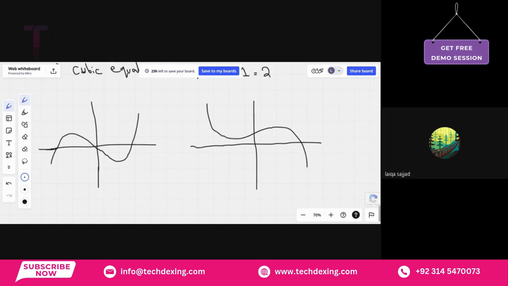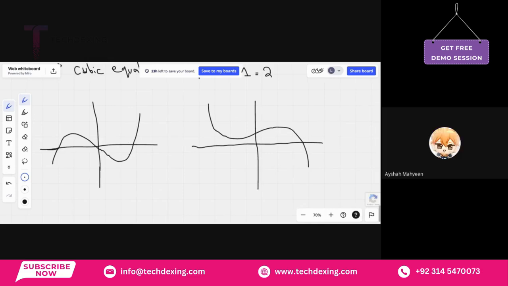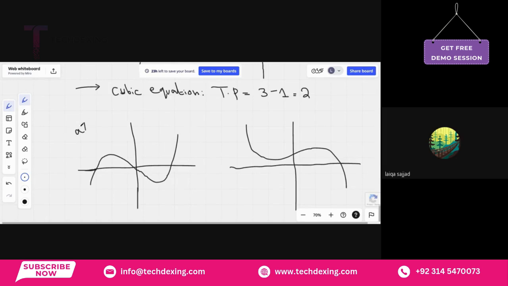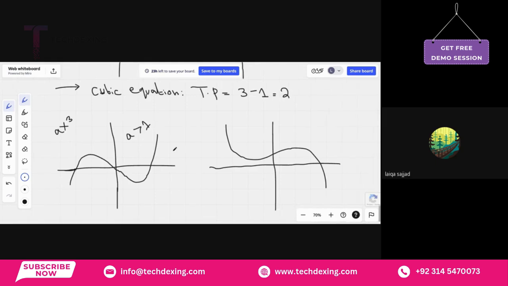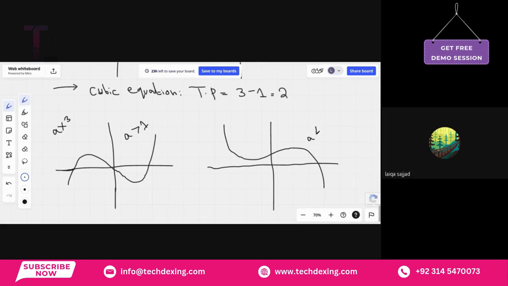And which one do we get when the coefficient will be positive? When the coefficient of x cube, if I have ax cube, if it is positive we will get the first one, and if the coefficient written with x cube is negative, we will get this one. So if a, the coefficient, is positive, it would be like this. If it is negative, it would be like this. This is for the cubic equations.